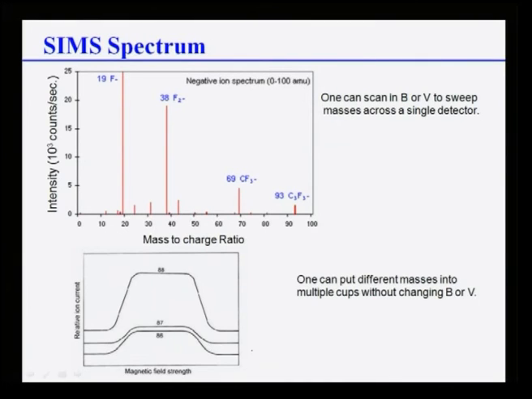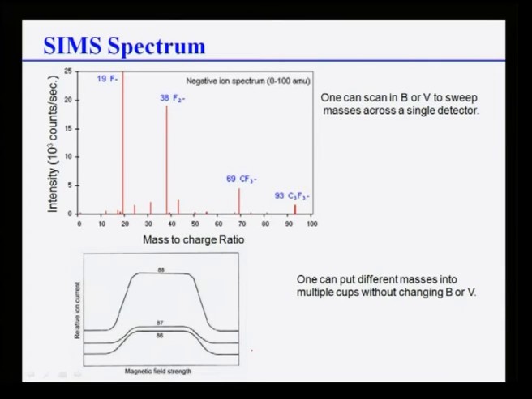So I have given you a lot of idea about primary ions, sputtering, the yield of secondary ions, and also the factors which control the secondary ion yield. Let me give you some idea about what a SIMS spectrum looks like. A SIMS spectrum can be plotted in two ways. The first one, shown at the top, is a plot of intensity versus mass to charge ratio. One can scan B and V, that is magnetic field or voltage, the static electric field applied, to sweep masses across a single detector.